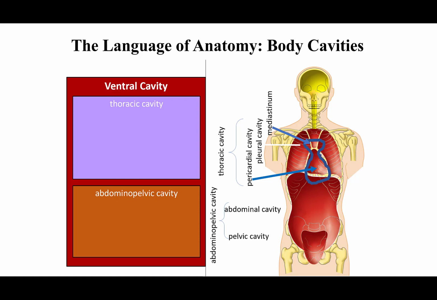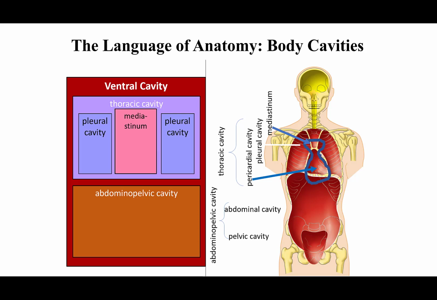Inside of the thoracic cavity, you have the pleural cavity that contains your lungs. You have the mediastinum in between your lungs, and inside of this cavity, you have another cavity called the pericardial cavity, which has your heart in it.